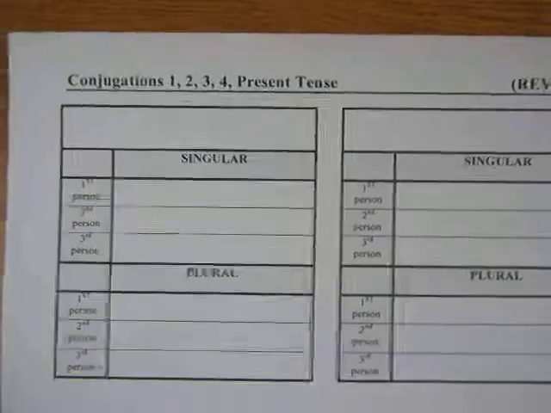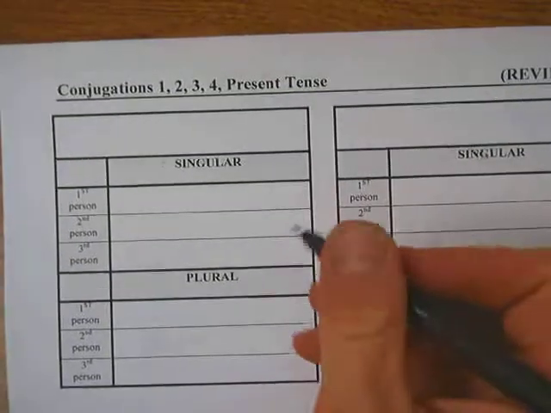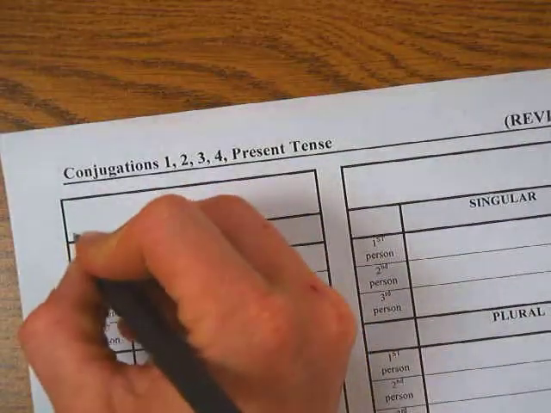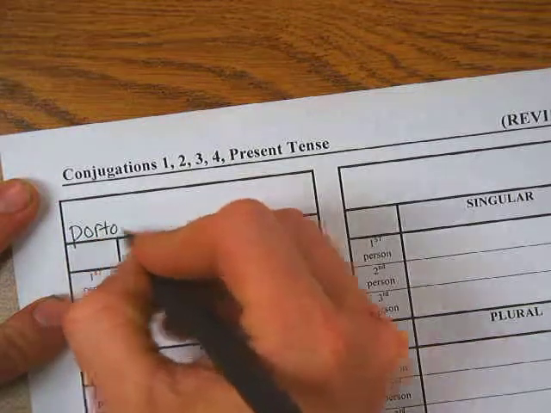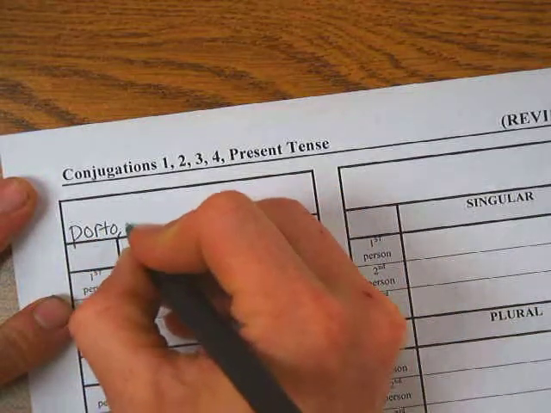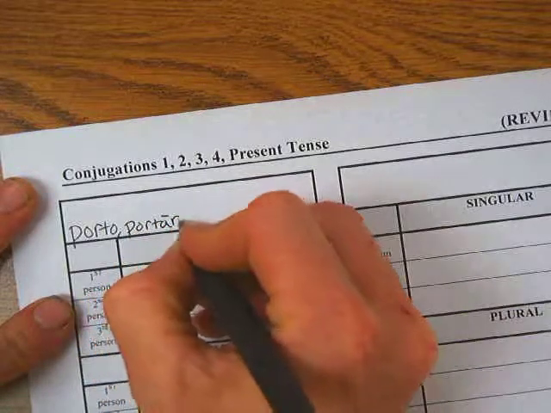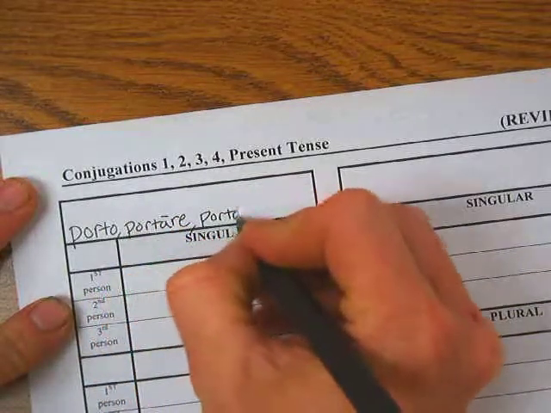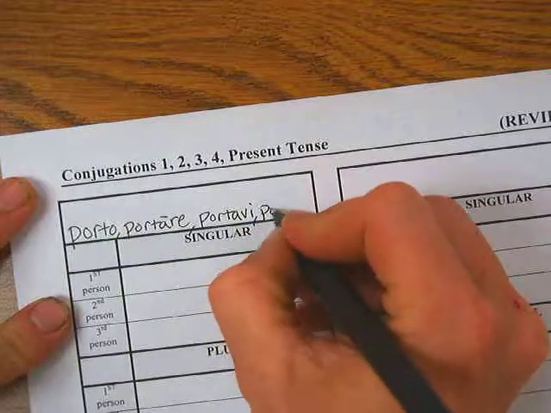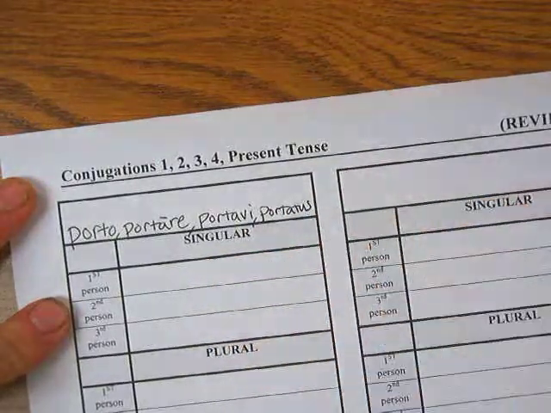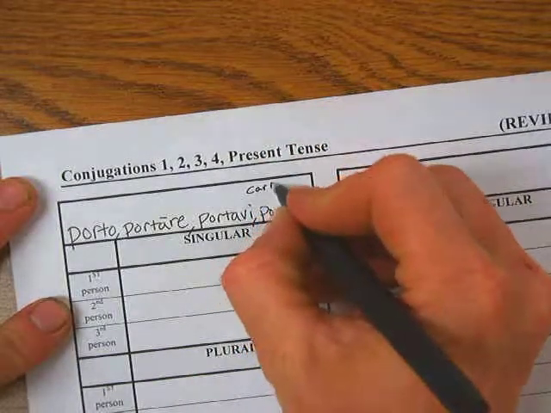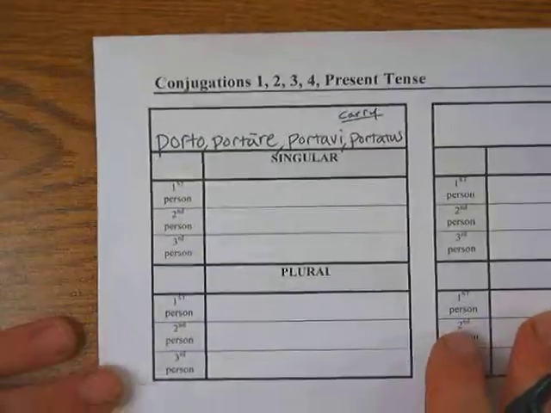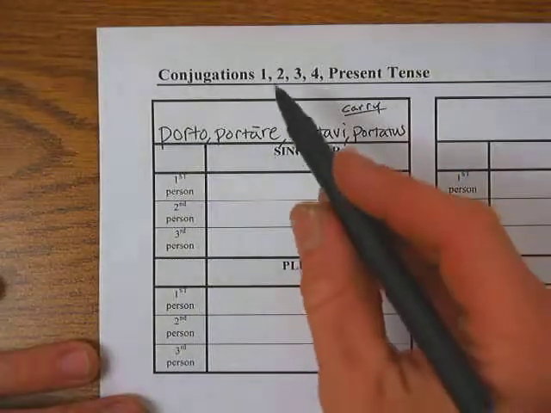So on the present tense, go ahead and look at this paper. It looks like this. We're going to go ahead and use porto for our first word, which is I carry, porto. And in the dictionary this would appear porto, portare, portavi, portatus. And it does mean carry. And verbs don't have gender, right? It's only nouns. And this is a first conjugation.